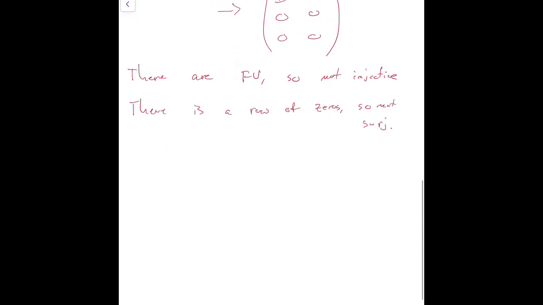Now I want to look at example number 4. So L applied to the vector (x, y, z) is equal to x times (1, 0, 1) plus y times (1, 2, 0) plus z times (2, 2, 1). Okay, so it's going from R3 to R3.